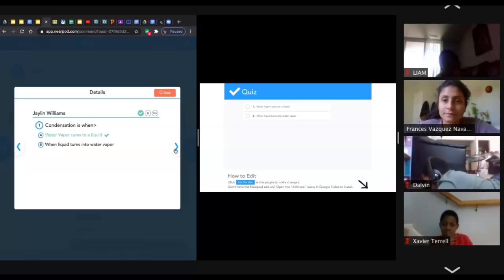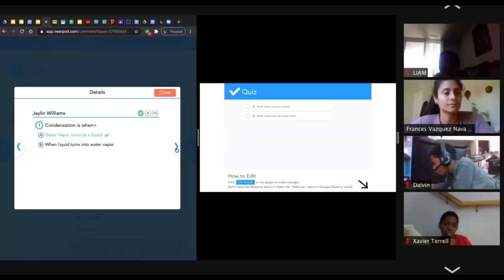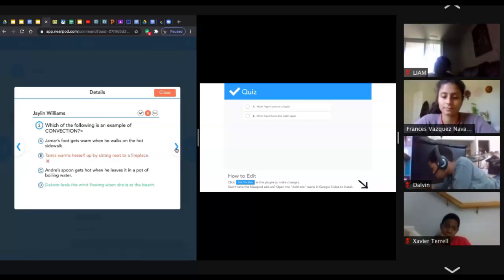So, condensation is when water vapor turns into a liquid. All right. So when a gas turns into a liquid, that is condensation. Okay, we're going to be talking a little bit more about this today. So it's okay if you got it incorrect right now.